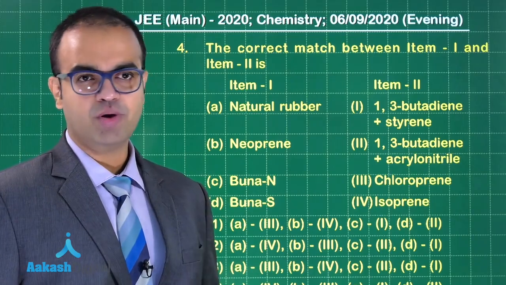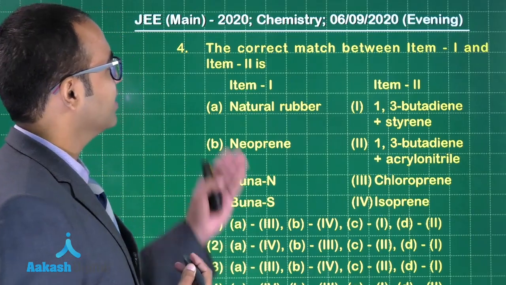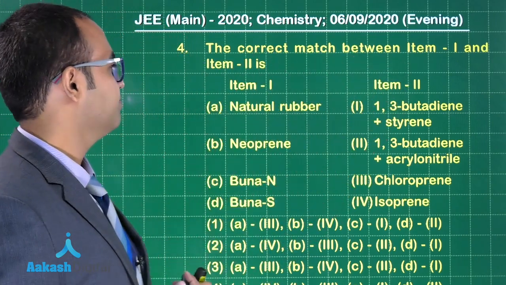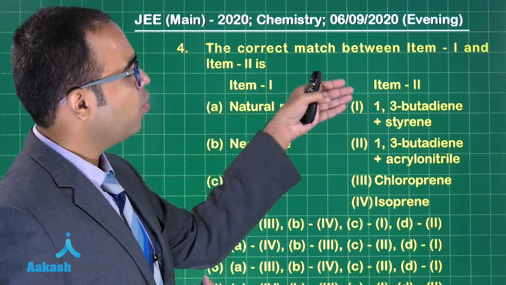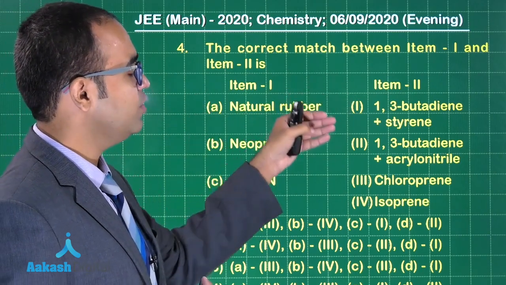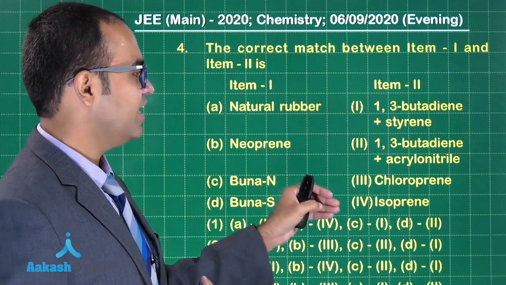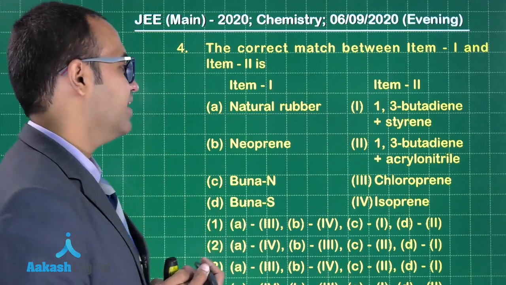Let us solve the fourth question. So what we have here? Again we have a match the column. The correct match between item 1 and item 2 is natural rubber, neoprene, Buna-N, Buna-S, 1,3-butadiene plus styrene, 1,3-butadiene plus acrylonitrile, chloroprene and isoprene. Okay, so let's start, guys.